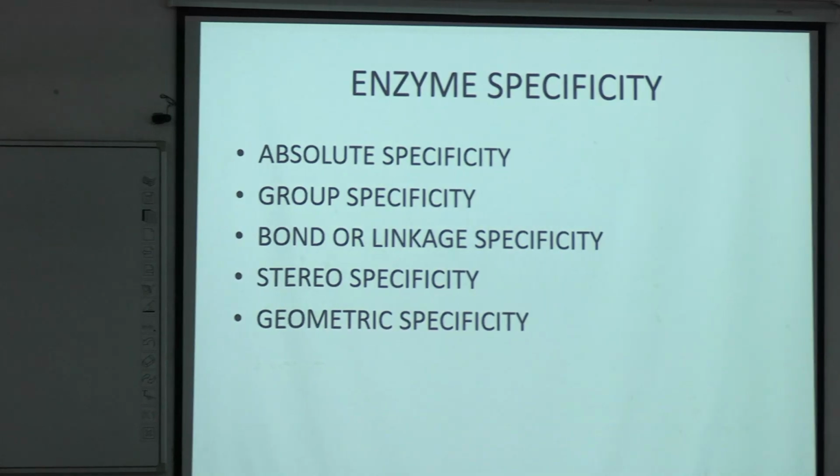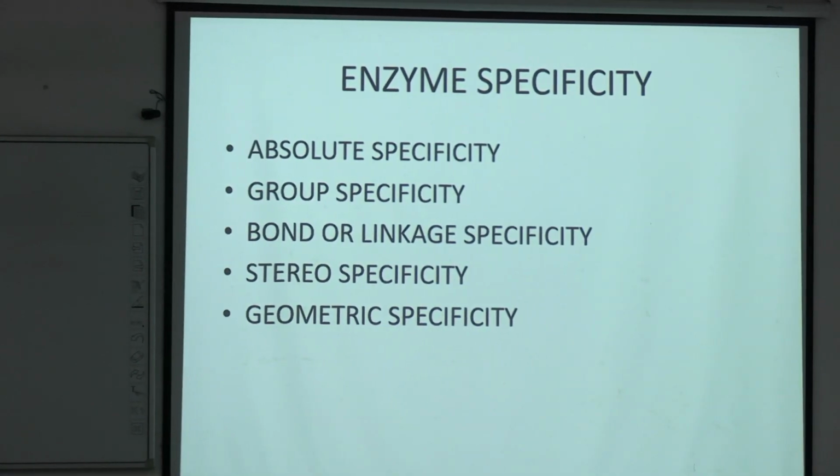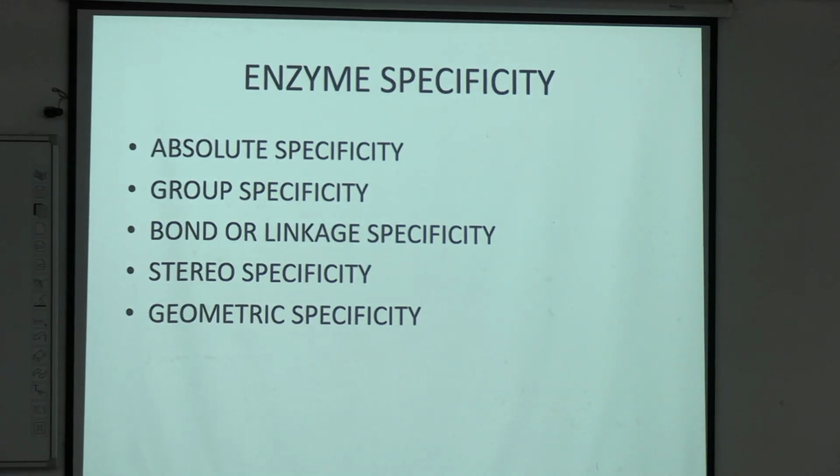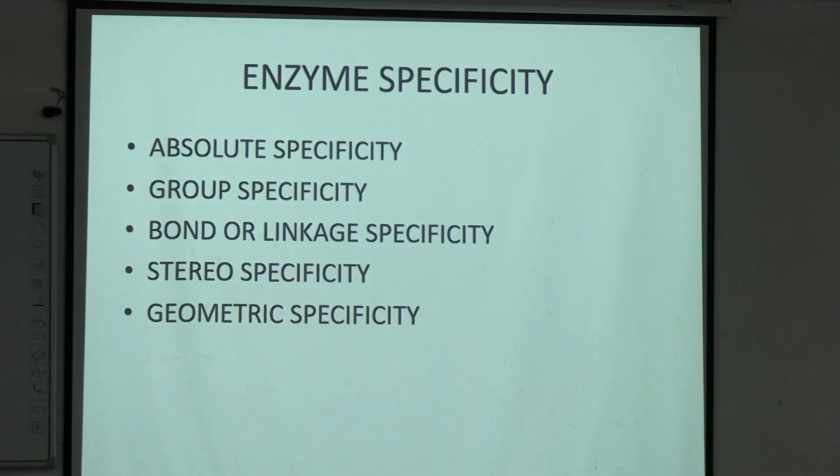Now we come to another property of enzyme. Enzyme has 4 properties. Number 1, mainly made up of protein. Number 2, high reaction rate. Number 3, specificity, and number 4, scope for regulation. So specificity: absolute specificity, group specificity, bond or linkage specificity, stereospecificity, and geometric specificity. These 5 specificities you have to remember, and at least one example for each.